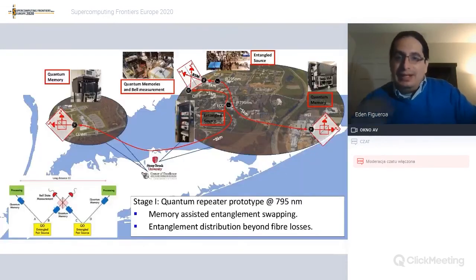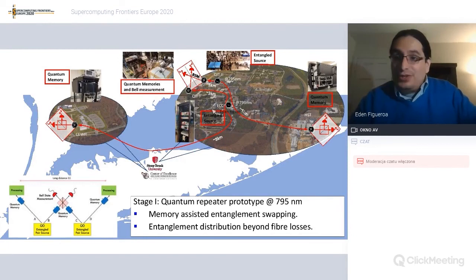So that's exactly how it looks in this repeater experiment that we want to make, right? Remember, this is a cartoon that I showed you a few slides ago. In order to build a quantum repeater, you need two entangled sources, you need four quantum memories, and then you need a measurement station. And that's exactly what you see here in the slide.